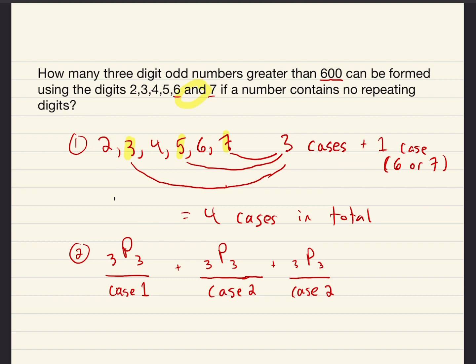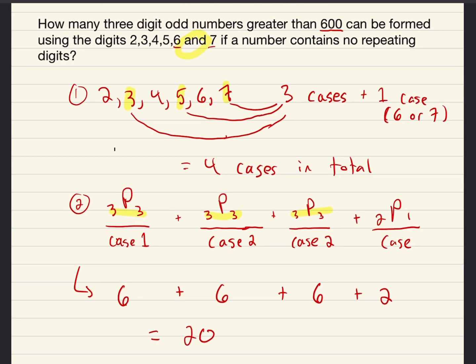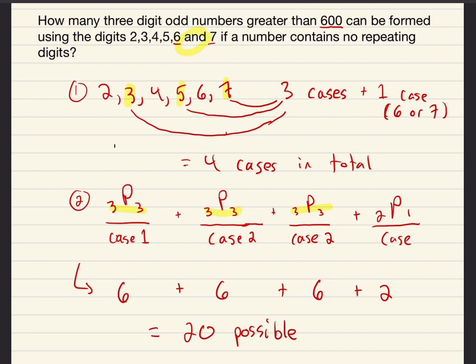Now, in each case, out of the 3 odd numbers, I'm going to choose 3, and that is going to be the same for all of them. However, in the hidden case, out of 2 numbers, the 6 or the 7, I'm going to choose only 1. And that's what we're going to lead with each time with each case here. So when we plug that in, 3 choose 3 gives us a value of 6. 3 choose 3 again, a value of 6. And then, of course, 3 choose 3, a value of 6, plus 2 choose 1, a value of 2. And this amounts to a total of 20 possible 3-digit odd numbers.